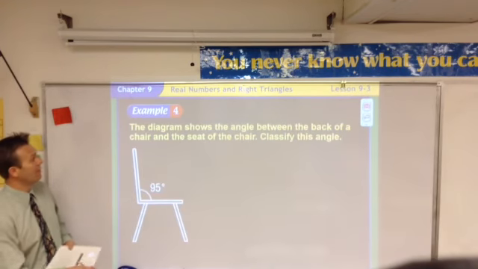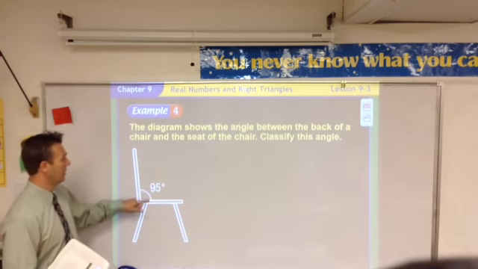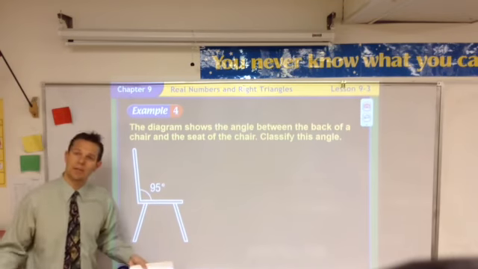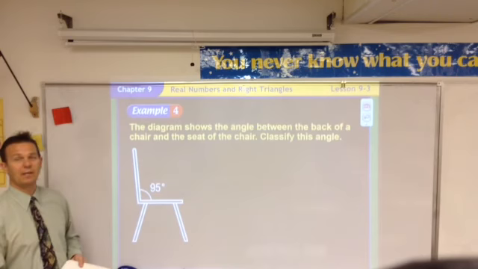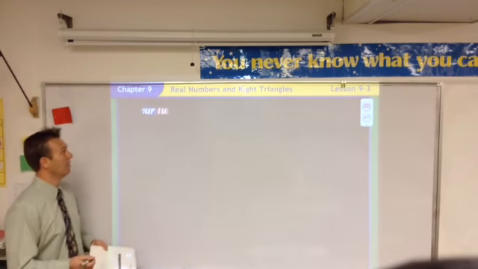Example number 4. Now it says the diagram shows the angle between the back of a chair and the seat of the chair. And this is an angle, and you have to classify what type of angle it is. So it's obviously greater than 95, so the angle is an obtuse angle.